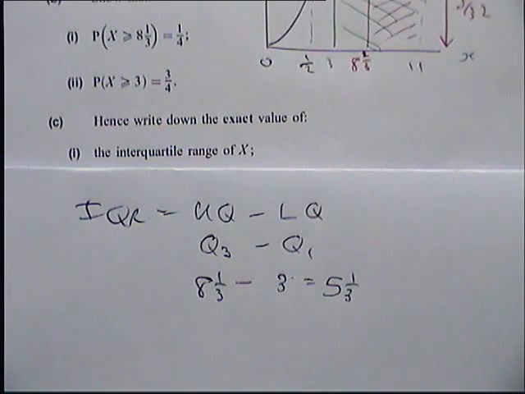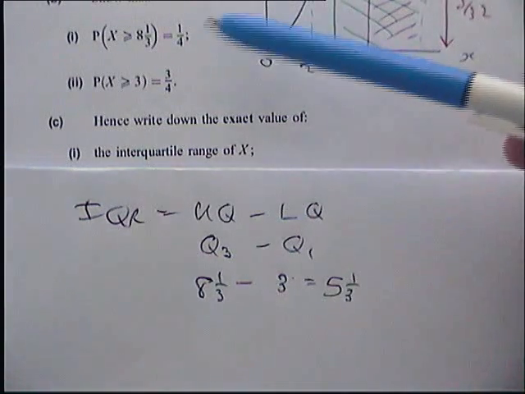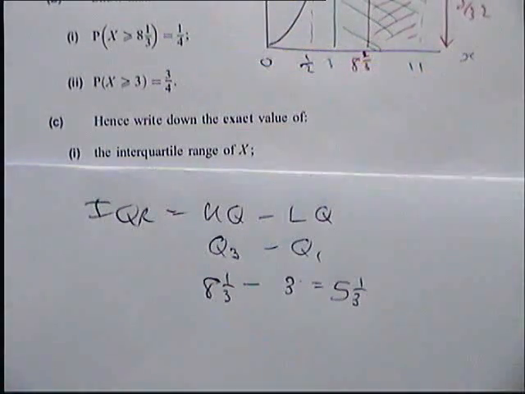Okay. And how many marks are there for that one? They've got 1 mark for just writing it down. Okay, but that was the logic behind it. Because you could tell from here what the upper and lower quartiles were. That was it for that bit.